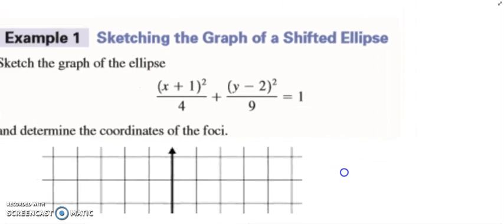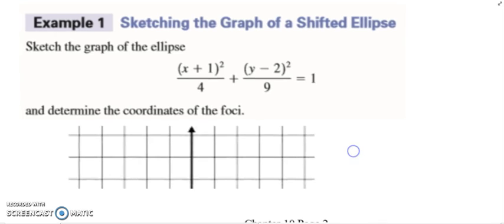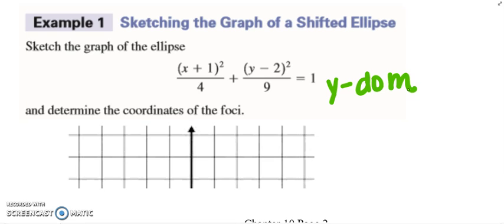So let's do that. This is an ellipse. We have a plus. What's our dominant axis? Y. Why? Bigger. Yes, it's y because 9 is bigger. For an ellipse, you go by the bigger one. For a hyperbola, you go by the positive one. So it's y dominant because the 9 is under the y.